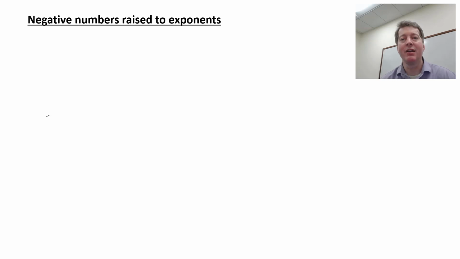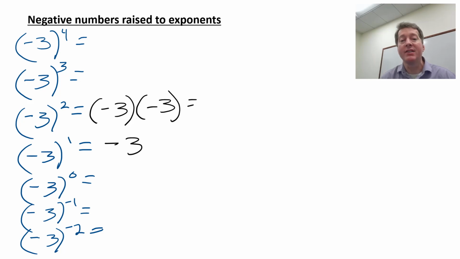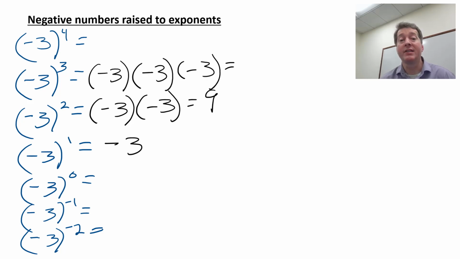Suppose you raise a negative number to an exponent. So suppose we have negative 3. Negative 3 to the 1 is just the number itself. It's negative 3. But negative 3 squared, negative 3 times negative 3, that is positive 9. Negative times negative is positive. Now negative 3 cubed, well, that's the same as what? That's positive 9 times negative 3.